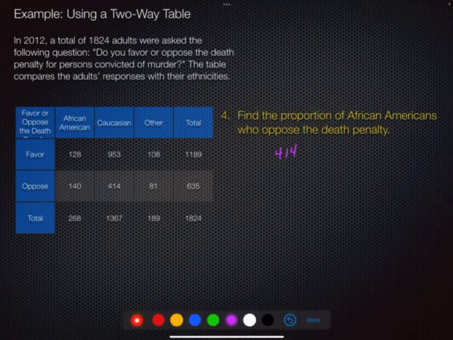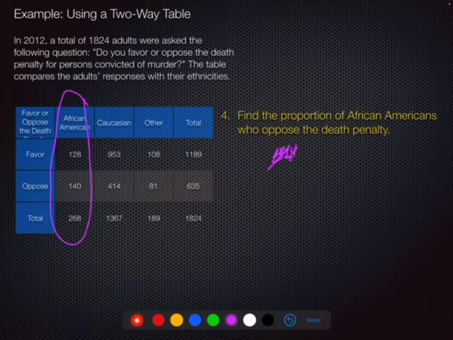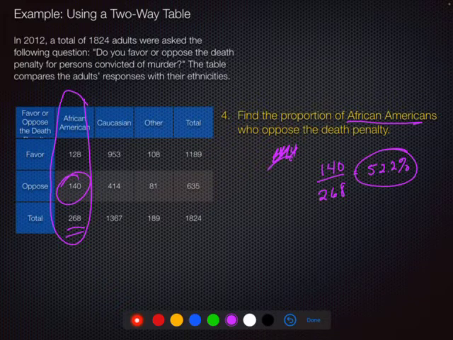Next one, number 4. Find the proportion of African Americans now. Here are the African Americans who oppose the death penalty. That's 140, and we want it out of the whole group. The whole group of African Americans was 268. So 140 divided by 268 gives you 52.2 percent.